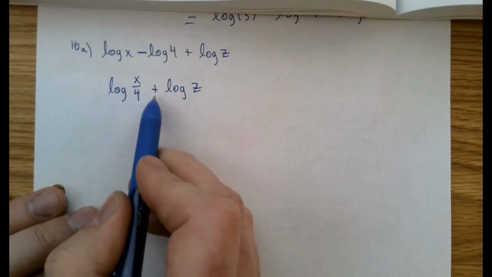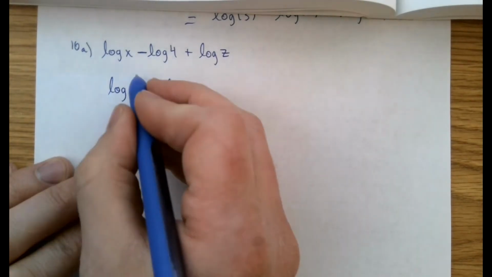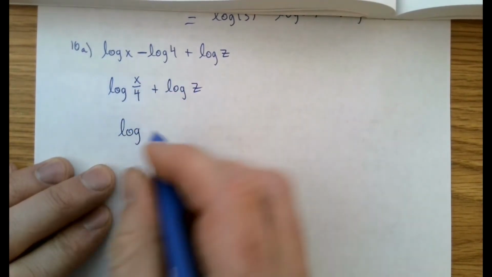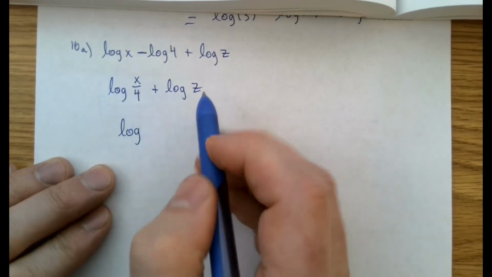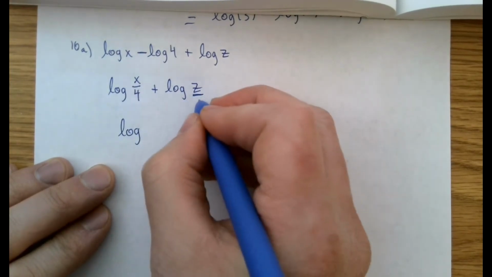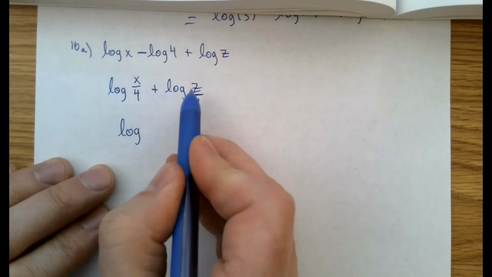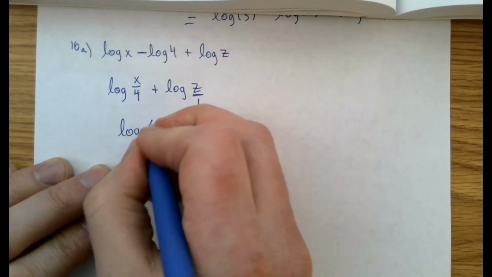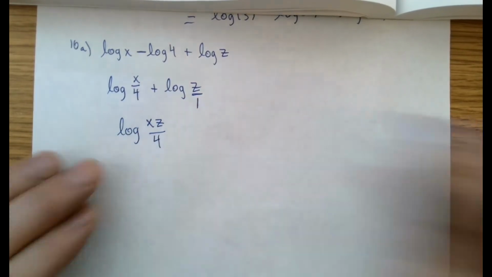Okay, and now we have addition. And so we're going to take a single logarithm of x divided by 4 times z. When you do that, you need to think about this as z over 1. So top times top, bottom times bottom. This becomes x times z divided by 4. Final answer.